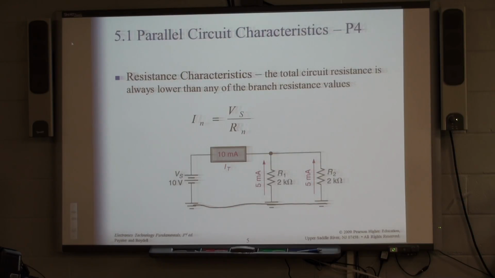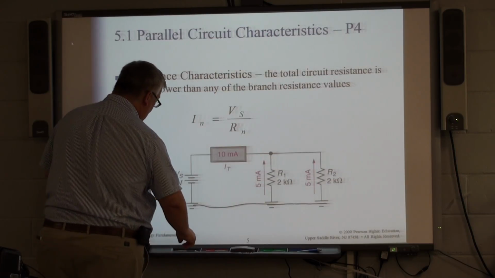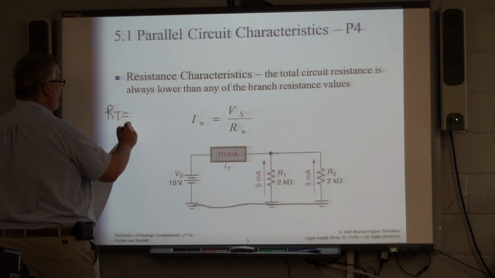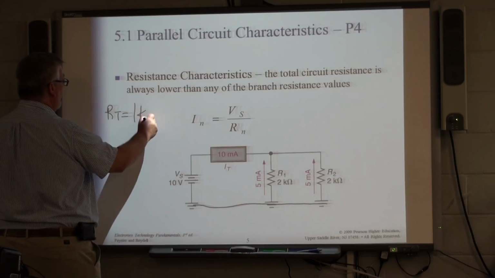Now here's where it gets fun. If I've got 10 volts and 10 milliamps, what is my total resistance? 10 volts, 10 milliamps, 1 what? 1 K ohm, because it's in milli. So what we just said was RT equals 1 K ohm.